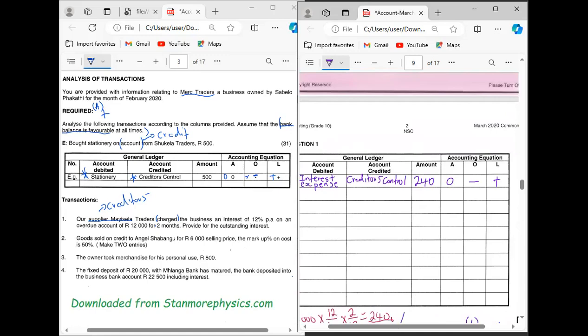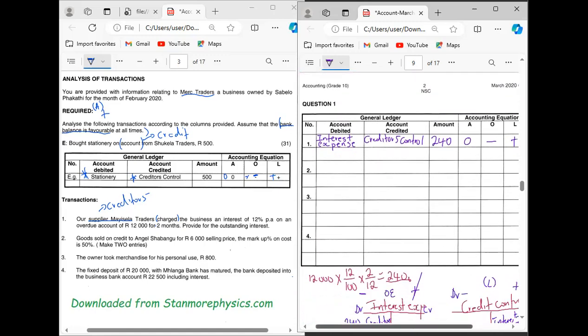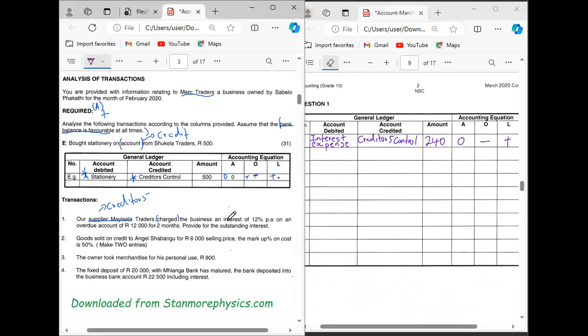So guys, please make sure that you understand this and you are willing to study this. This thing is very simple and straightforward. So guys, let's go to transaction number 2.